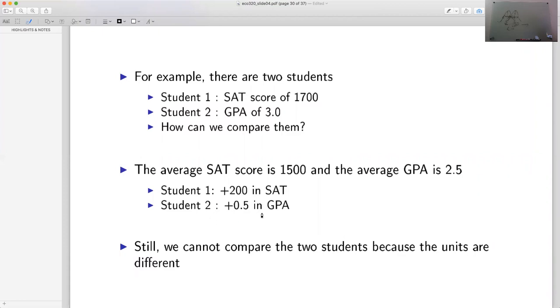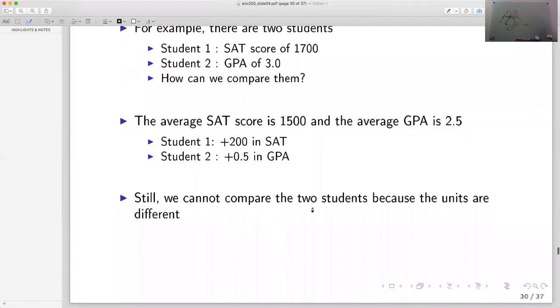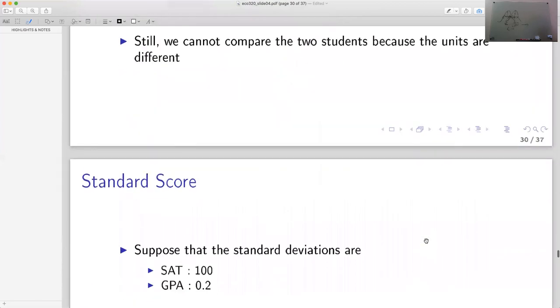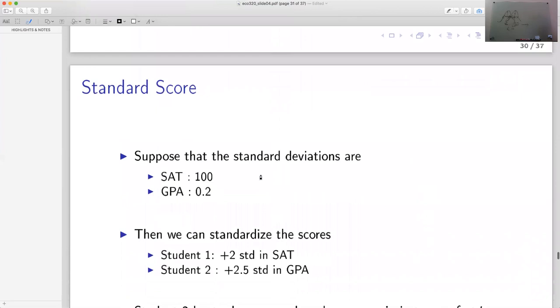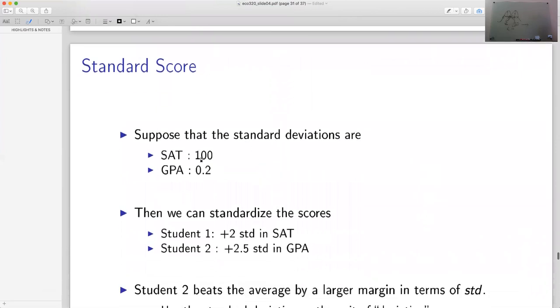That is our deviation, and 200 is a deviation for SAT. But can you tell, using this absolute value, 200 and 0.5, can we compare? No, we cannot compare the two students because the units are not the same. So suppose the standard deviation was 100 and 0.2. You know how to get the standard deviation now, right?